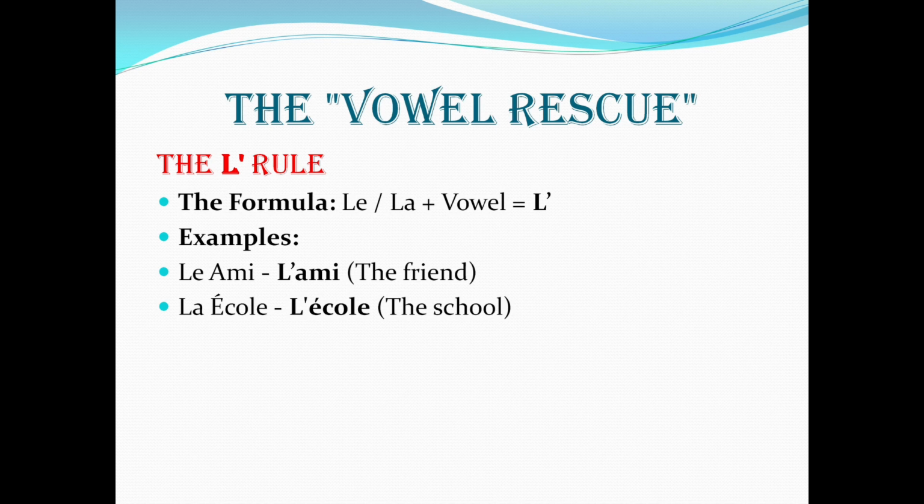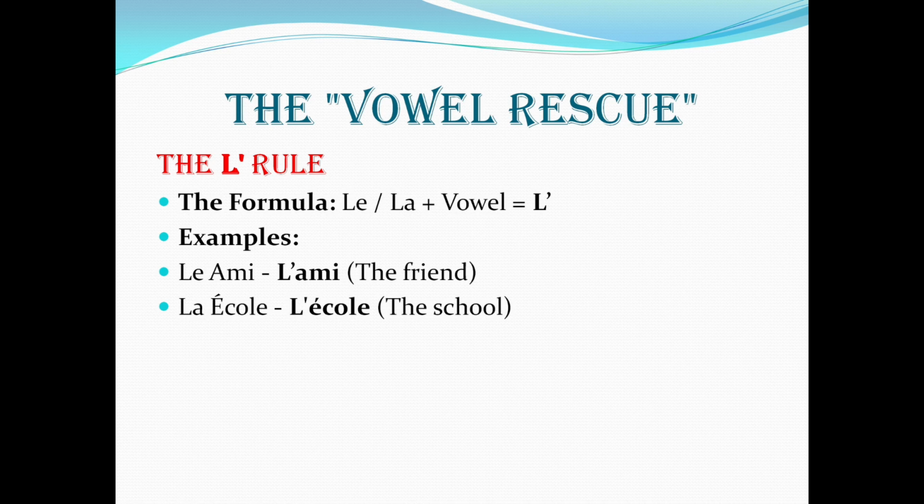Let's practice five L-apostrophe words together. Repeat after me. L'ordinateur, the computer. L'île, the island. L'homme, the man. L'orange, the orange. L'aspirine. Notice how I slide the L sound right into the next word. L'orange. Perfect. Okay, so let's move further.